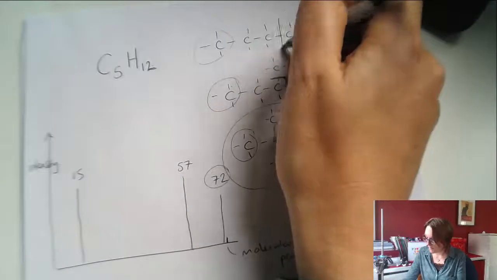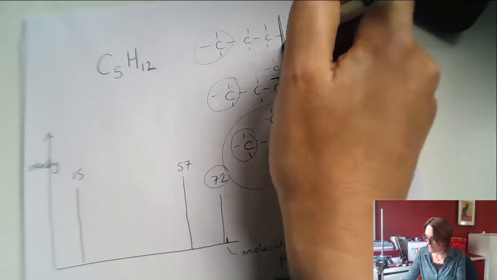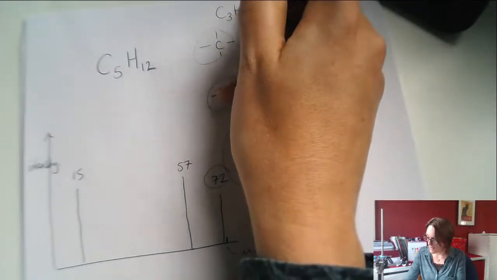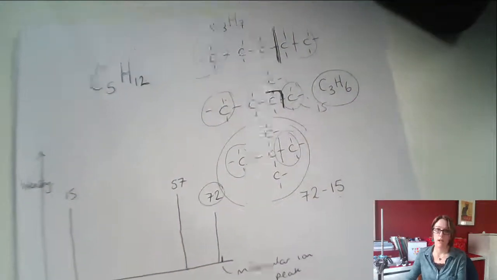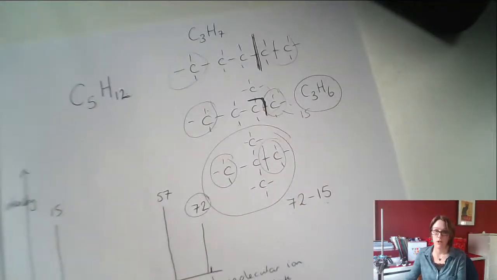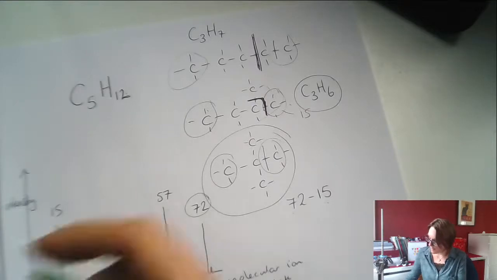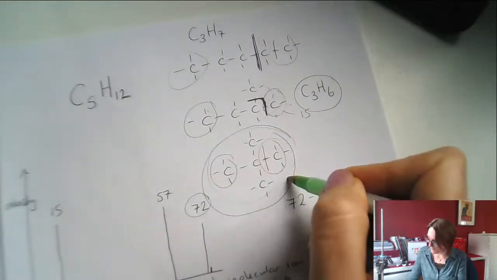So if I cut the top one, then this is going to be C3H7. It's really unlikely that we lose hydrogen atoms in this process. It's usually the carbon-carbon bonds that break. And then I could get C3H6 out of the one at the bottom. So is there anything else that I could get out?